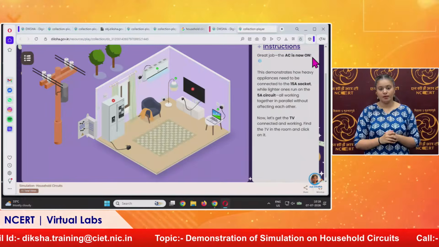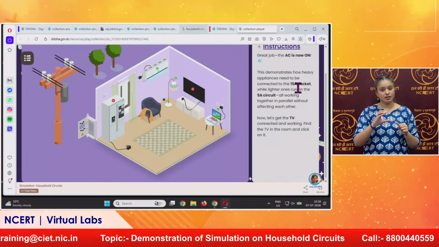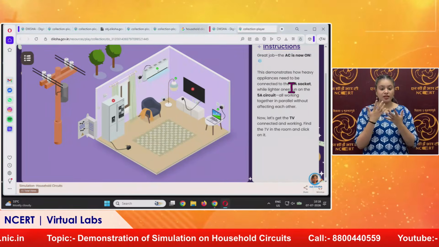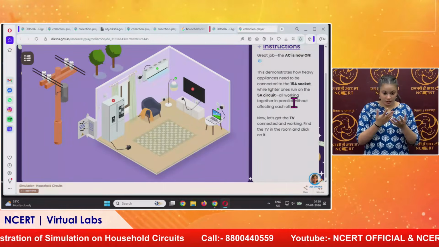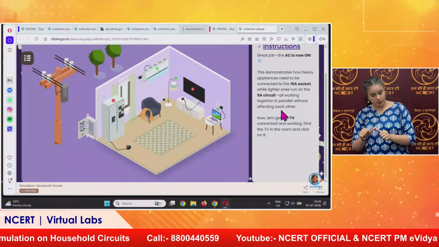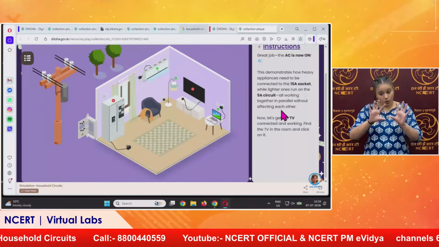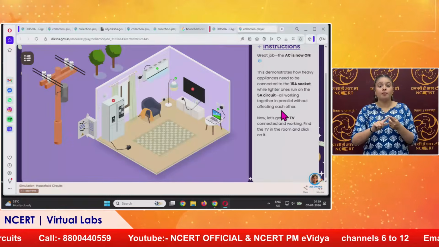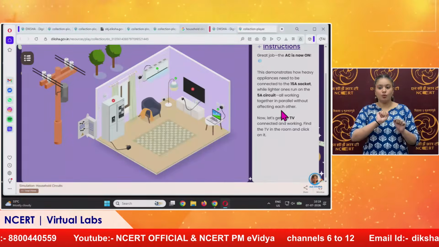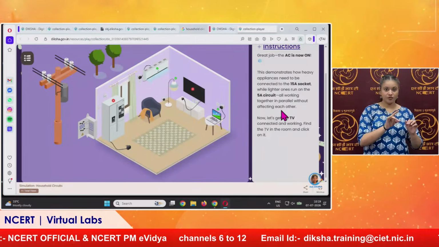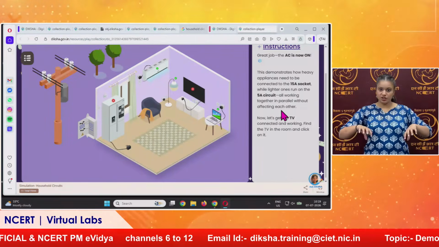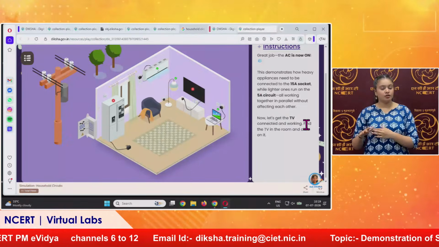Now great job, the AC is now on. This demonstrates how heavy appliances need to be connected to 15 ampere sockets, while lighter ones run on the 5 ampere circuits. See, all are working together in parallel without affecting each other, because they have separate connections. All the 5 amperes are connected in parallel, all the 15 amperes are connected separately, they have different sockets.